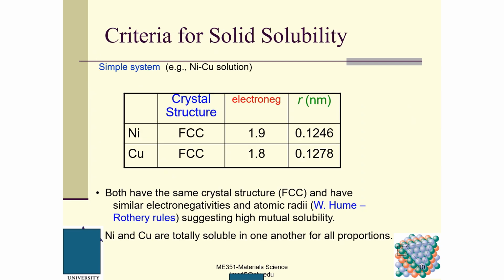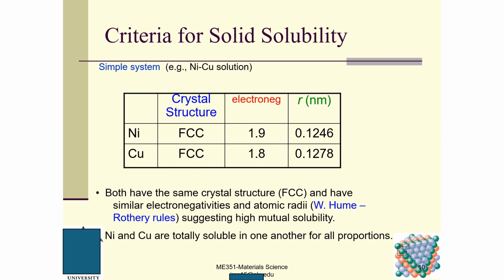And the criteria for solid solution. For isomorphous, for example, the nickel-copper solution, we have three criteria. The first one is crystal structure, and these two elements must be similar: FCC, or BCC, or HCP. If these two do not match, it is very hard for you to get a solid solution.